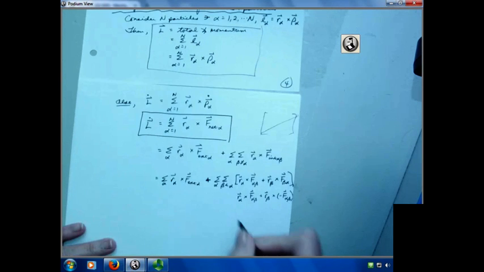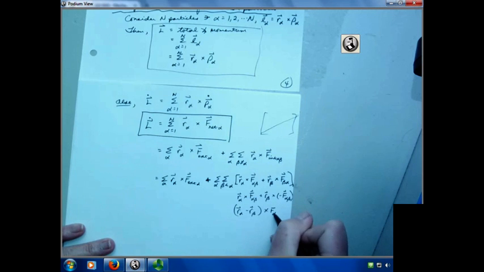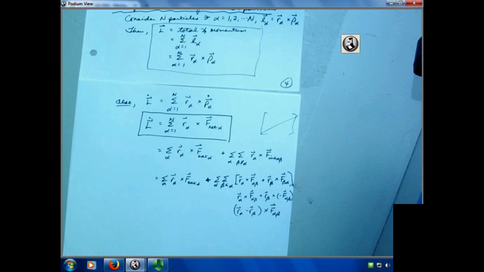Also known as r sub alpha minus r sub beta crossed with f alpha beta. Okay, so if these internal forces are central in nature, meaning that they are either a push between two objects or a pull between two objects, and that is the assumption that we're making right now. First of all, there are two body forces, and there are pushes and pulls, all right?